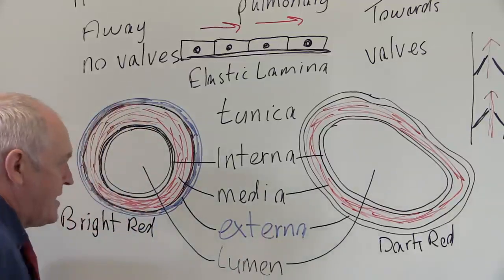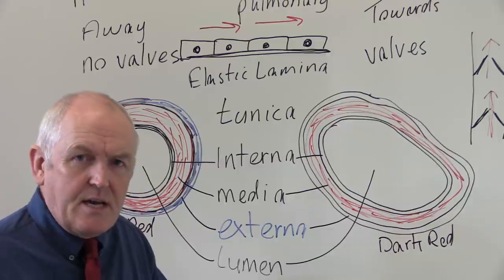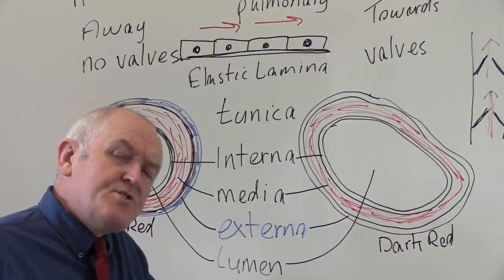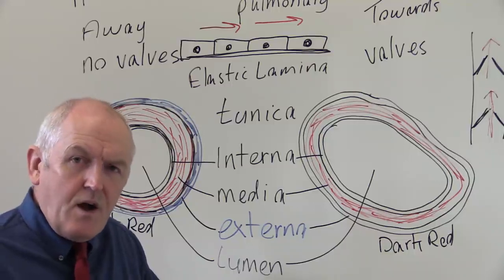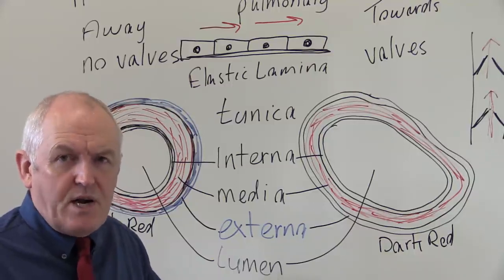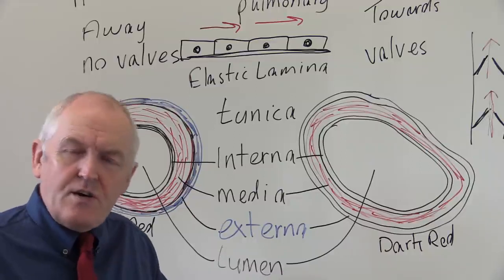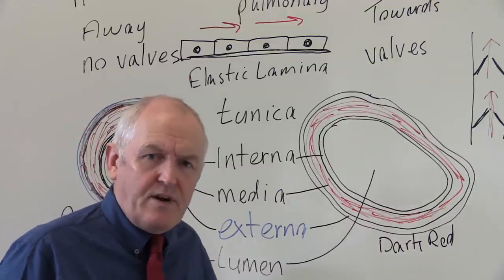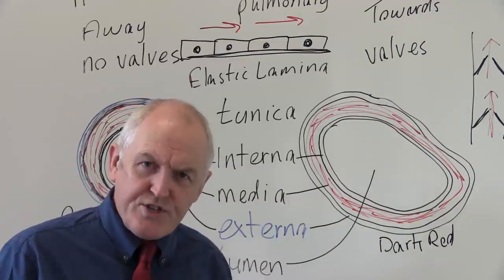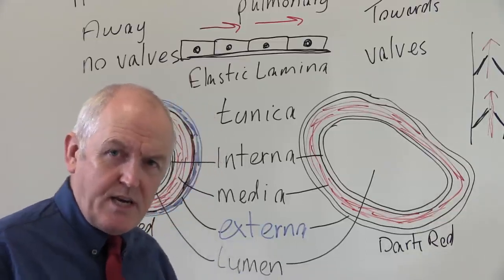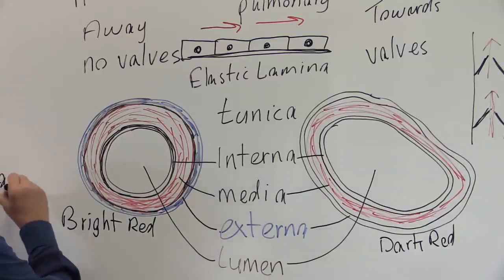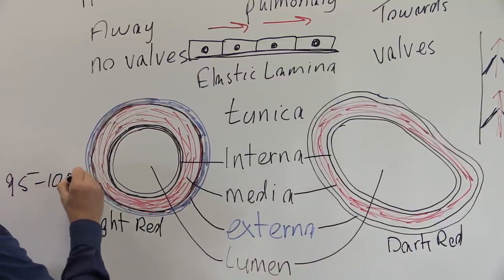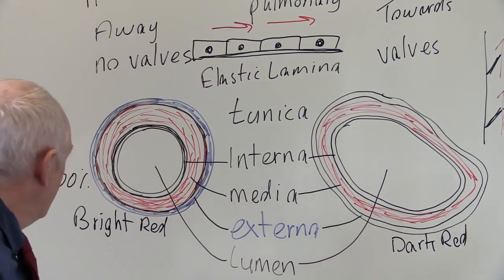So why are there these colour differences in the blood? Well, it's to do with the amount of oxygen in the haemoglobin. Oxyhemoglobin is bright red. The reduced deoxyhemoglobin is dark red. And when we do oxygen saturations of the blood in arteries, we'll normally find it's about 95 to 100% saturated with oxygen.